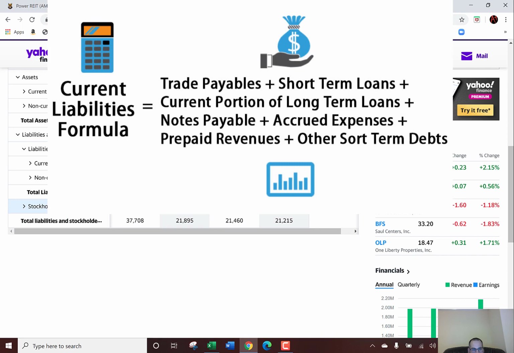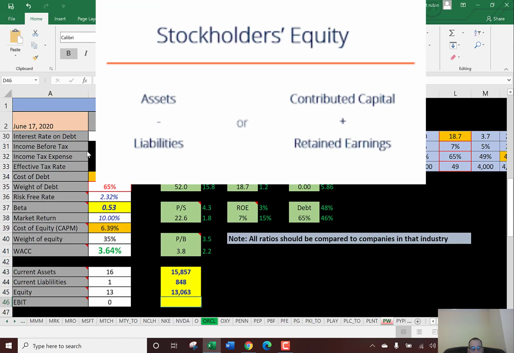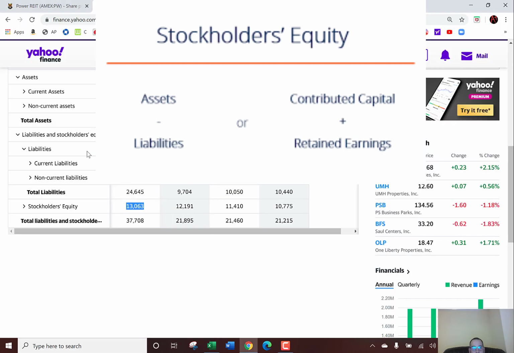We also need the equity. And equity is the value of the company according to the balance sheet. It's total assets minus total liabilities. And their equity value is $13 million.